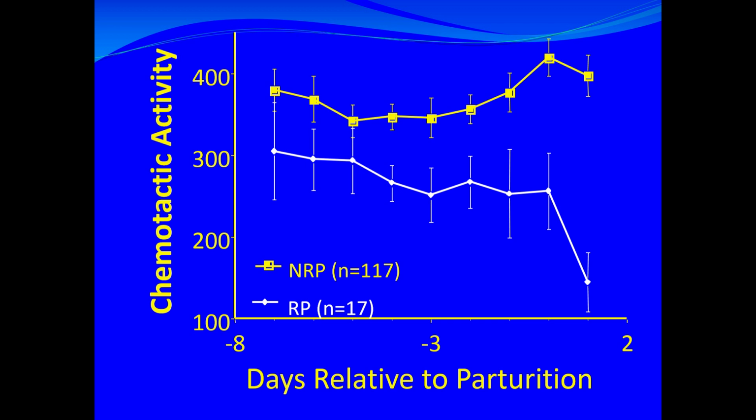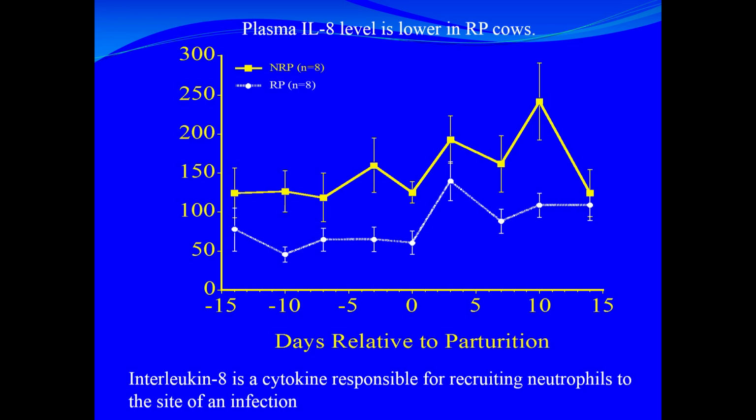We can graph this out, and you can see with calving being right here, that beginning perhaps as much as 4 or 5 days before parturition, these cows that are going to develop a retained placenta have a very significant loss of chemotactic activity towards placental tissue. Normal cows stay nice and high throughout the period. When we looked at these cows a little bit further, we found there was plasma interleukin 8 that predicted whether or not they were going to have retained placenta. And interleukin 8 is lower in cows with retained placenta than it is in normal cows.